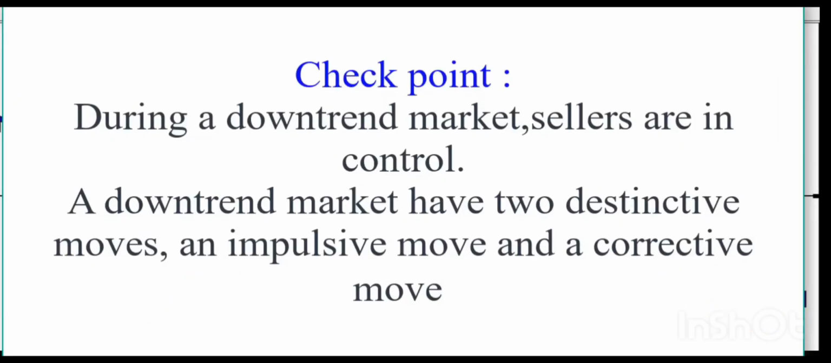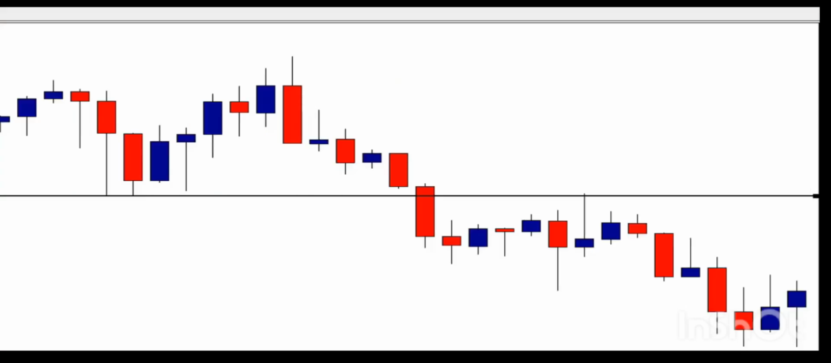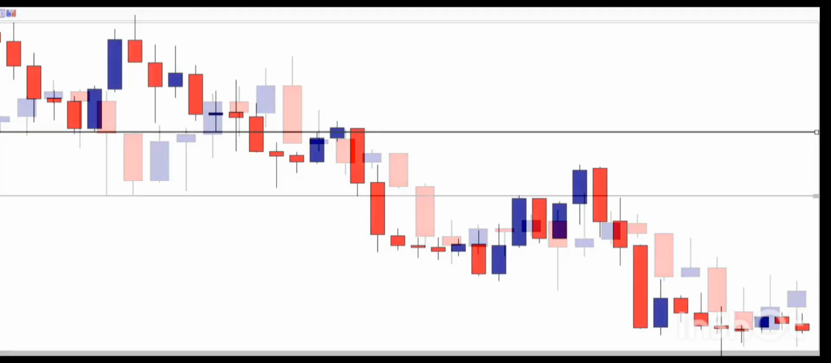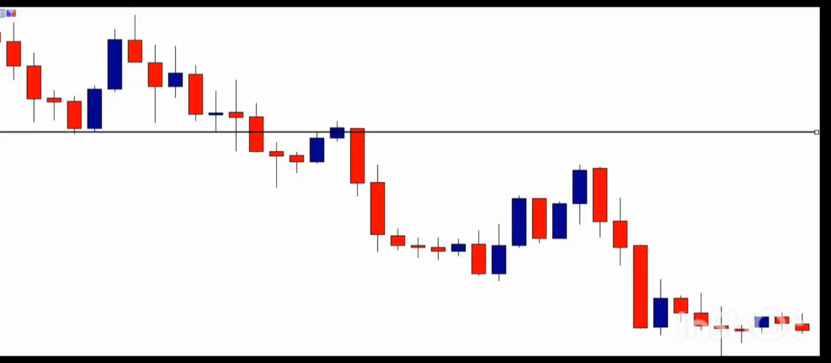During a downtrend market, sellers are in control. A downtrend market has two distinctive moves, which are also the impulsive and the corrective move. Look at this example. Price was moving down and gave us the support level, and this support level has become a resistance level because price broke through it. Once price broke through it, you will now see that the level has become resistance.